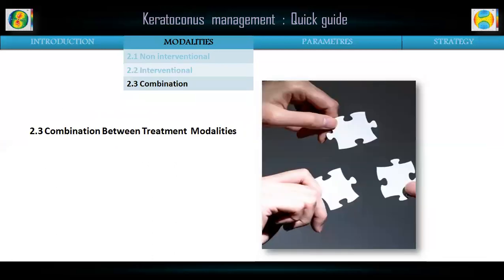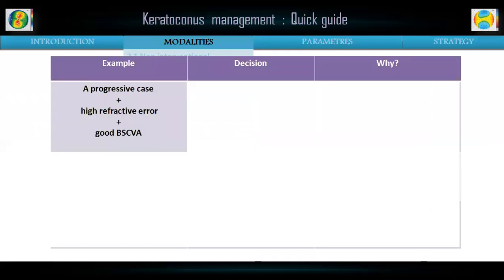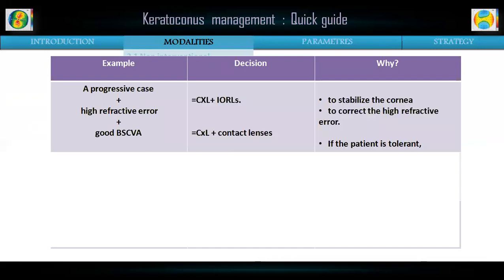And for the combination between treatment modalities, let's see some examples. First example is when we have a progressive case with high refractive error and a good best spectacle corrected visual acuity. In this case, we can suggest for the patient cross-linking with intraocular refractive lenses to stabilize the cornea and to correct the high refractive error.